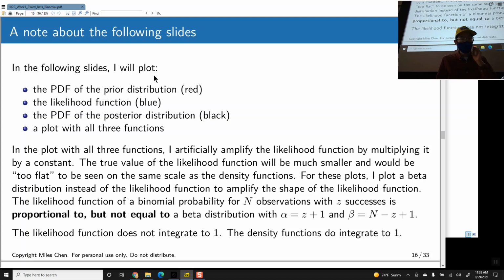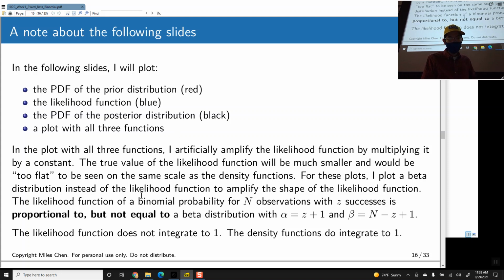So I'm going to artificially multiply the likelihood by a constant so that it's on the same scale as the PDFs. The PDFs always integrate to 1, whereas likelihood functions don't always integrate to 1. So in these plots, I've multiplied the likelihoods by a constant so that it too looks like it has an area of 1. But it's important to note that it's not the true likelihood here.